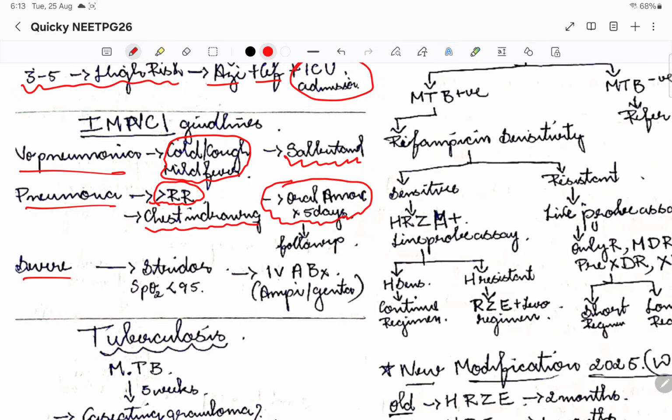Okay, and we'll also explain the danger signs to them. If there is a stridor and all these things, we are going to tell them and send them home. So this is how we are going to treat pneumonia in the OPD.